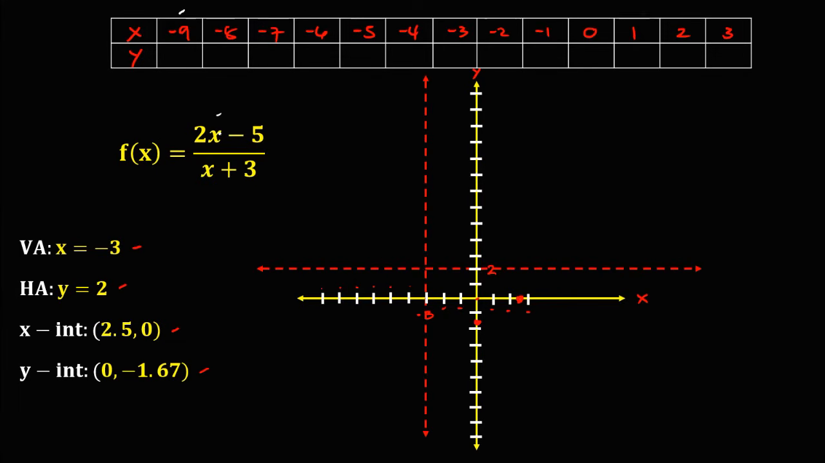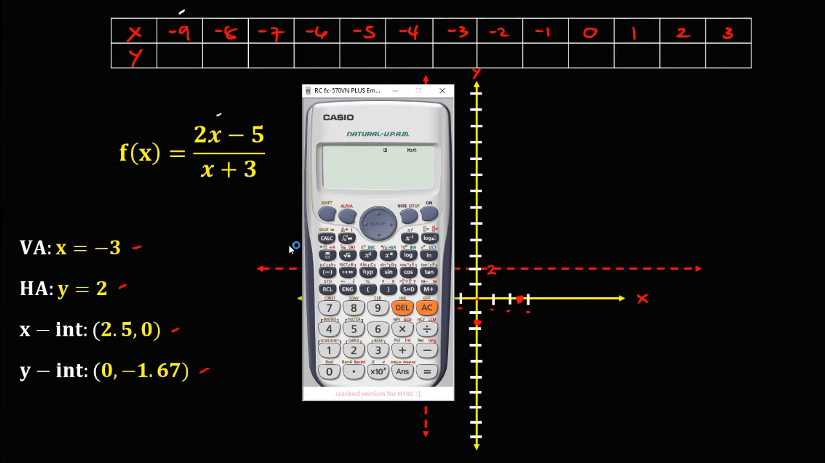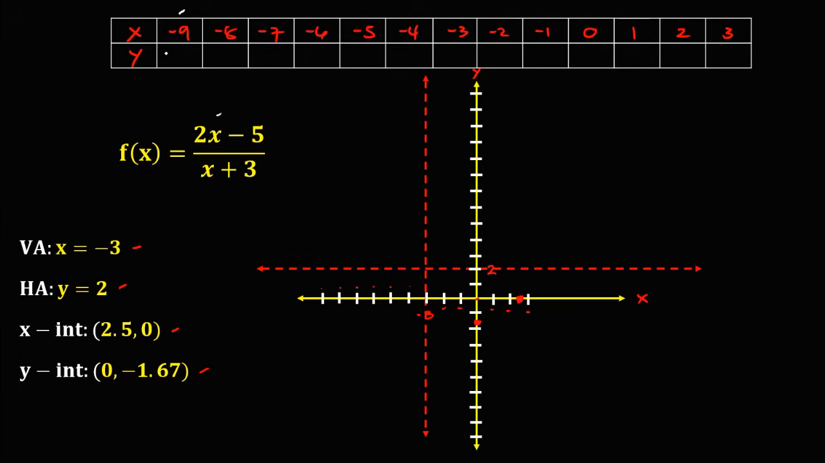So from this equation, if x equals negative 9, using the calculator: 2 times negative 9 equals, then minus 5 equals, then divide. This one is negative 9 plus 3, that's negative 6. So therefore, divide by negative 6, that's positive 3.83.